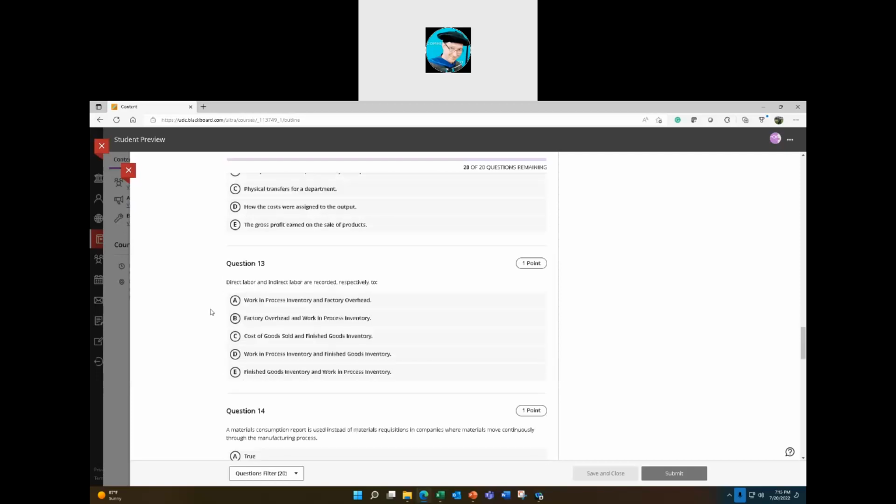Direct labor and indirect labor are recorded respectively. So this question is a little different. You got to know the difference between direct labor and indirect labor and how they're treated. You'll find this in chapter 20, I'm pretty sure, because it's talking about work in process and finished goods inventory. So that's probably chapter 20.